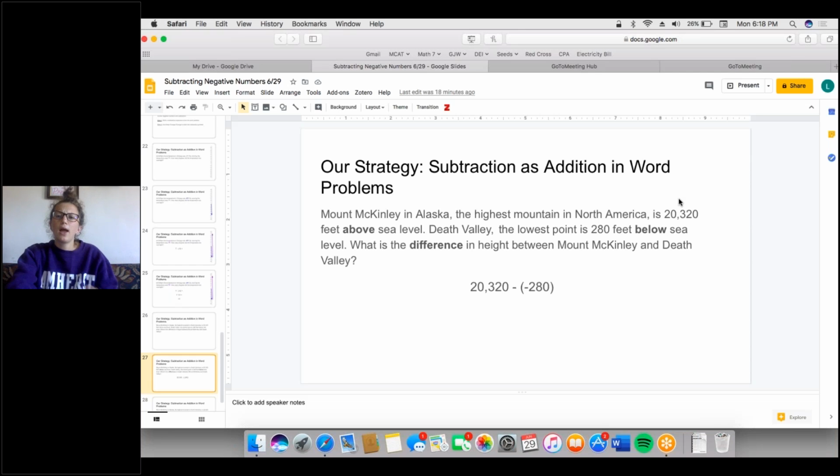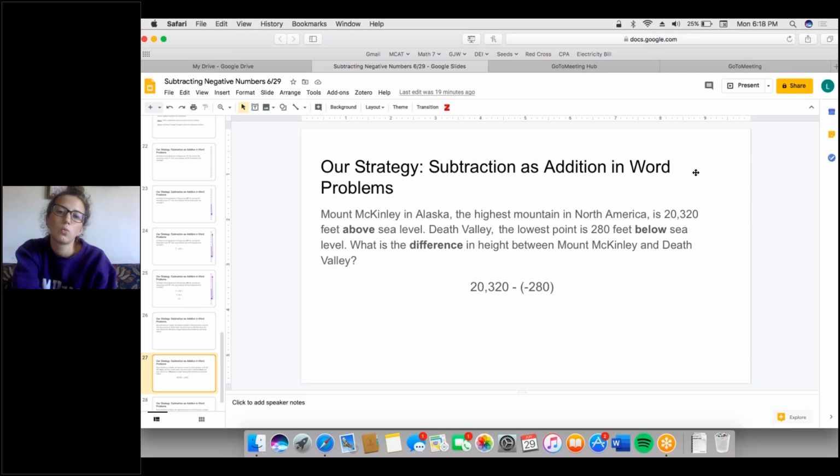Then the second word I saw was the word below. And the below referred to 280, and it said the lowest point is 280 feet below sea level. If we're below sea level, that is a keyword telling me that 280 is a negative value. So I'm going to assign 280 as negative.